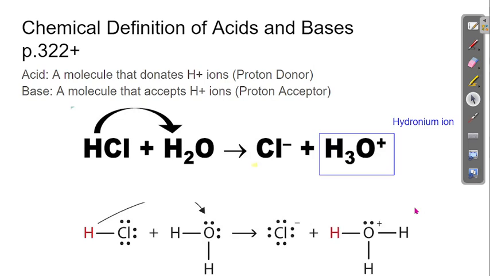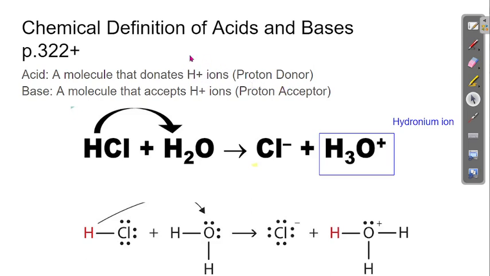Okay. Not only do you need to know the general definition for an acid and a base, but you also need to know the chemical definition of an acid and a base. And you're going to find those on page 322, plus more than one page explaining these in your textbook. So let's see. Acid. What's an acid, chemically speaking? Well, an acid is a molecule that donates hydrogen ions. It's called a proton donor.